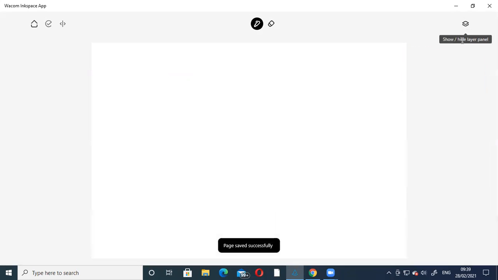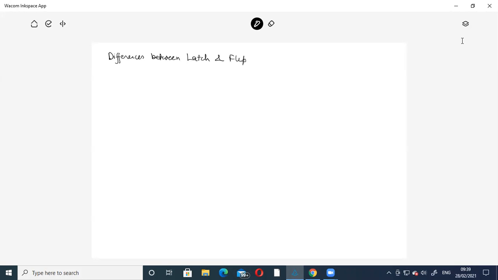Now we have to discuss the SR. So before SR, we would like to see the differences between latch and flip-flop. This flip-flop is sometimes also written as F cross F.